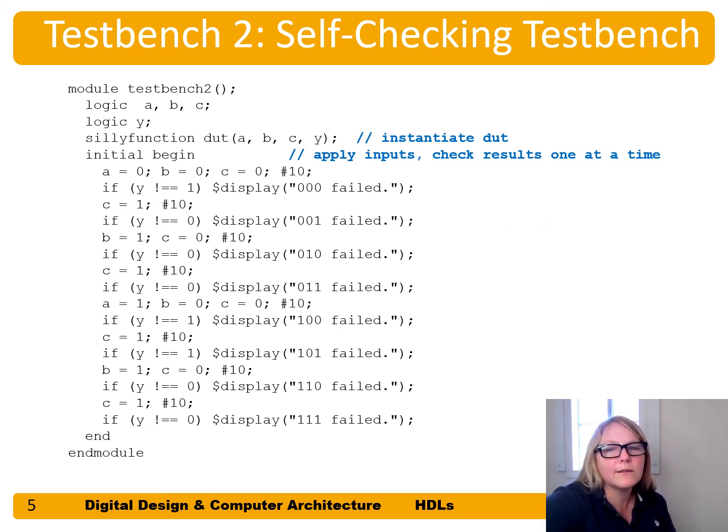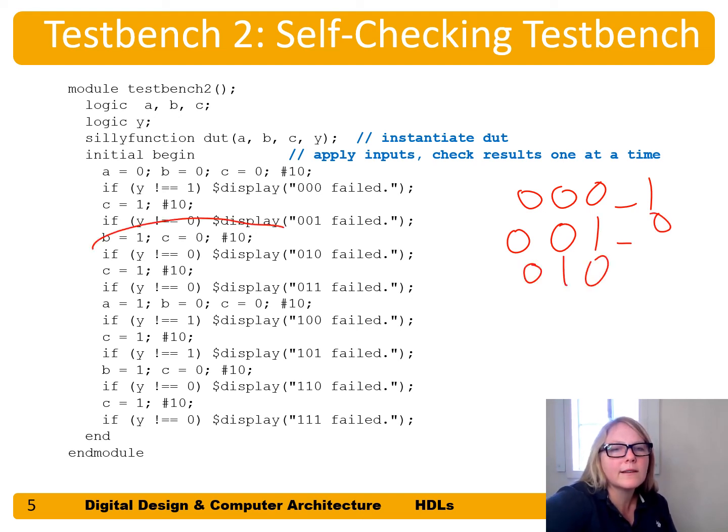Y expected. For 0, 0, 1, we expect to get 0. For 0, 0, 0, we expect to get 1. For 0, 1, 0, we expect to get 0, and dot, dot, dot, until finally the last case, 1, 1, 1, we expect to get 0 as well.